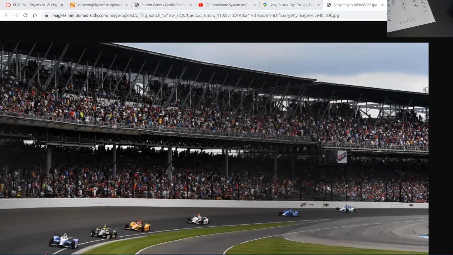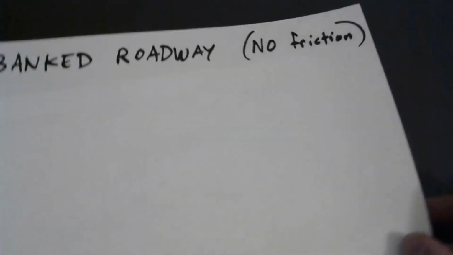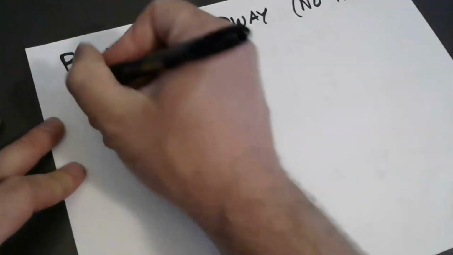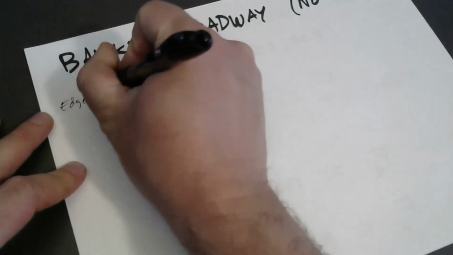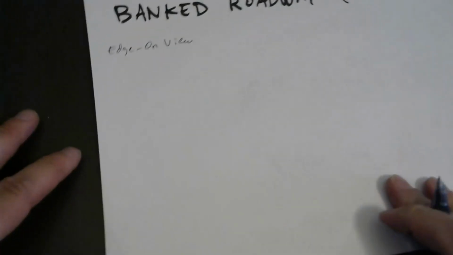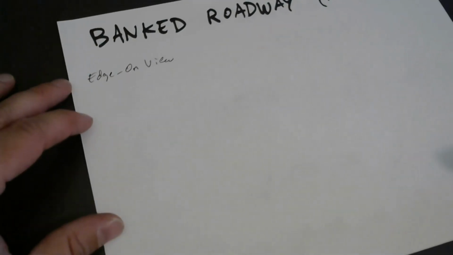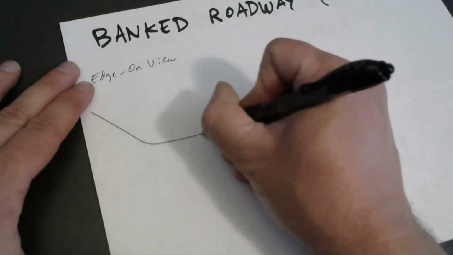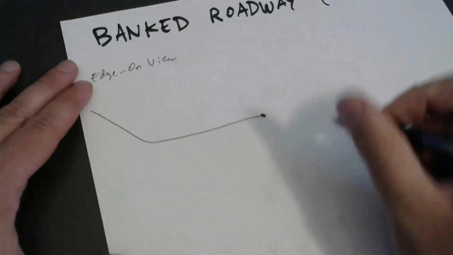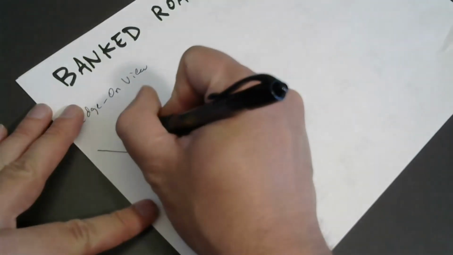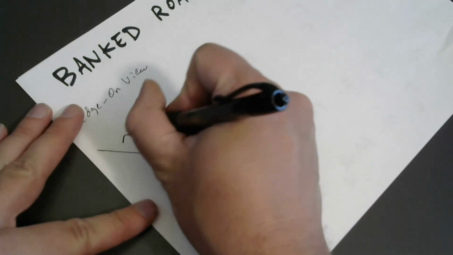So let's take a look at the dynamics here, or at the free body diagram. And these pictures are a little more difficult to interpret, not to mention to draw. So let's do the edge-on view first. And if I recall correctly, this is actually the only picture we need to turn into a free body diagram. Okay, so here's the banked roadway, and let's say the center of the circle is right here. If we put the car here, let's say this is the front of the car now.